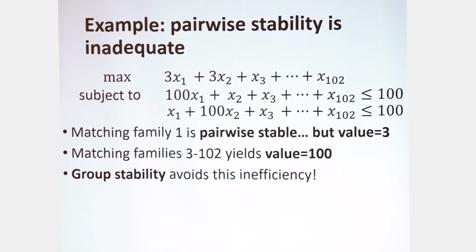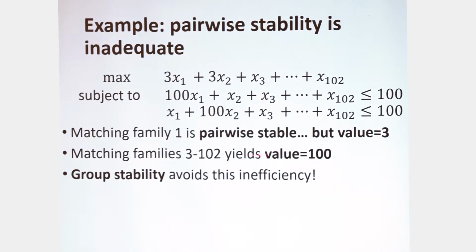While matching most of the family 3 to 102, it gives us a value of 100. So 100 is much bigger than 3, so it shows that the pairwise stable is very inefficient in this case. So to avoid the inefficiency, we consider group stability.